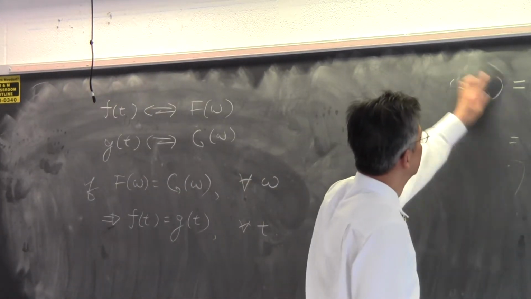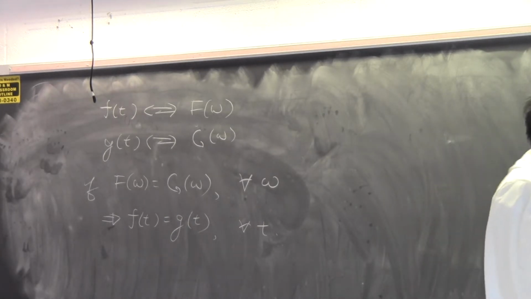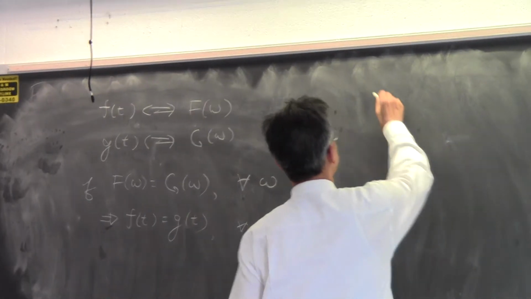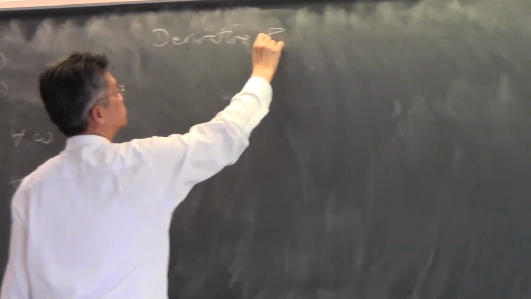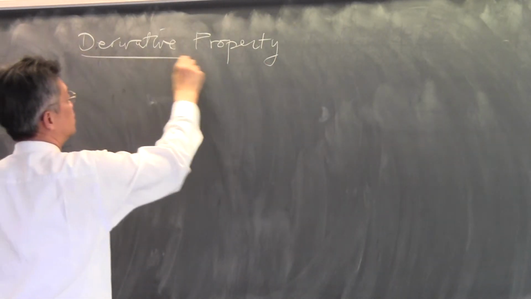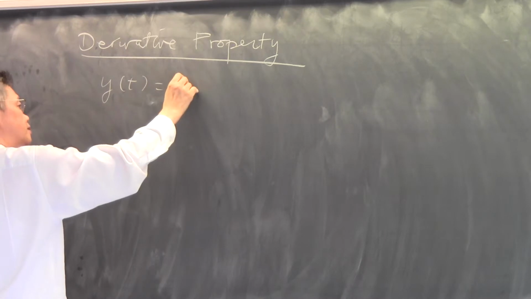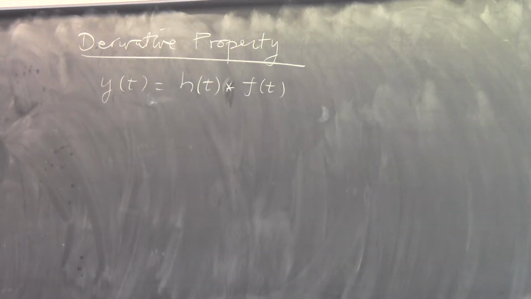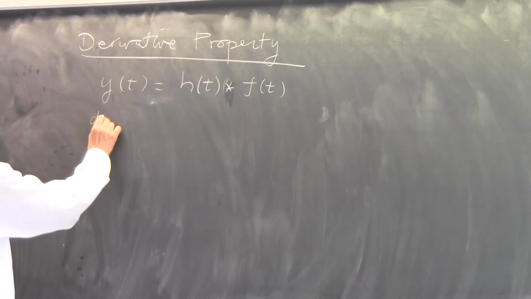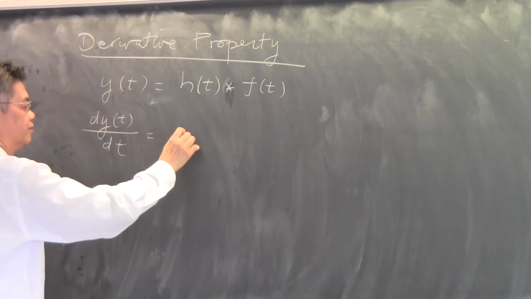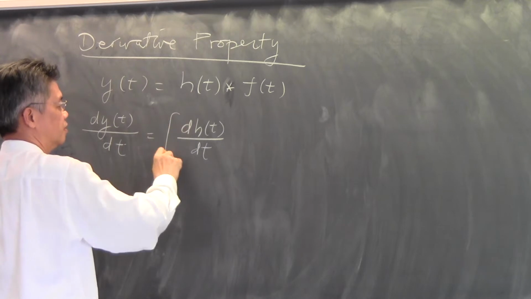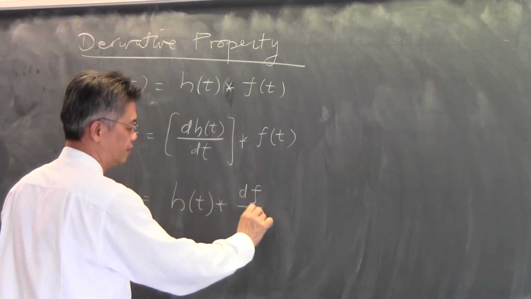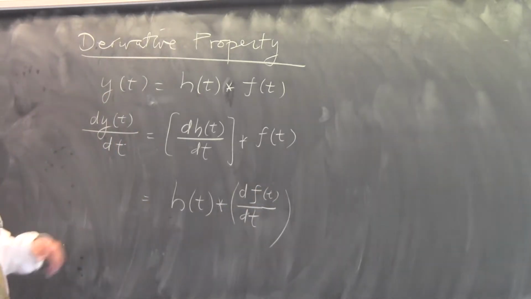So let's go and derive other properties. Derivative properties. Say y of t is a convolution of h of t with f of t. Then dy/dt is equal to either the derivative of the first term convolving with f of t, or you can have the derivative of the second term convolving with h of t.